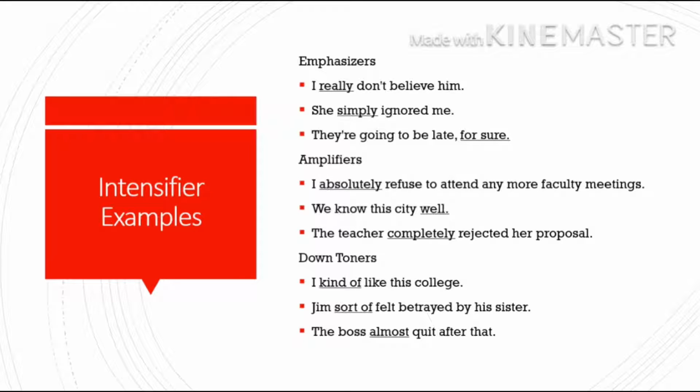Keywords with amplifiers are absolutely, well, and completely. An example would be, I absolutely refuse to attend any more faculty meetings. Keywords for downtoners are kind of, sort of, and almost. For example, I kind of like this college.